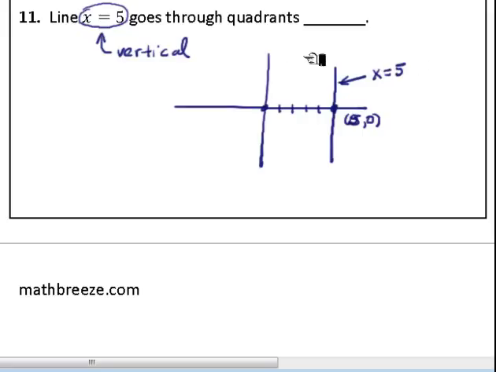And here are the quadrants. This is quadrant 1, quadrant 2, quadrant 3, quadrant 4. So we see that this vertical line goes through quadrants 1 and 4.